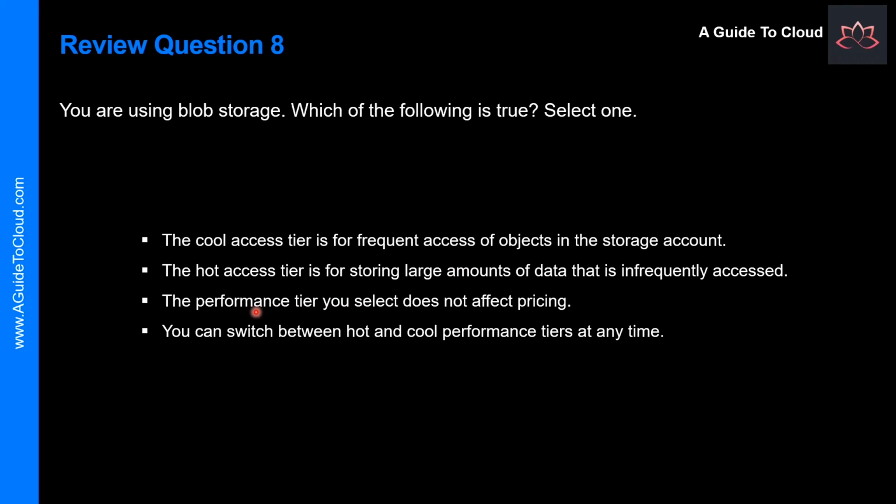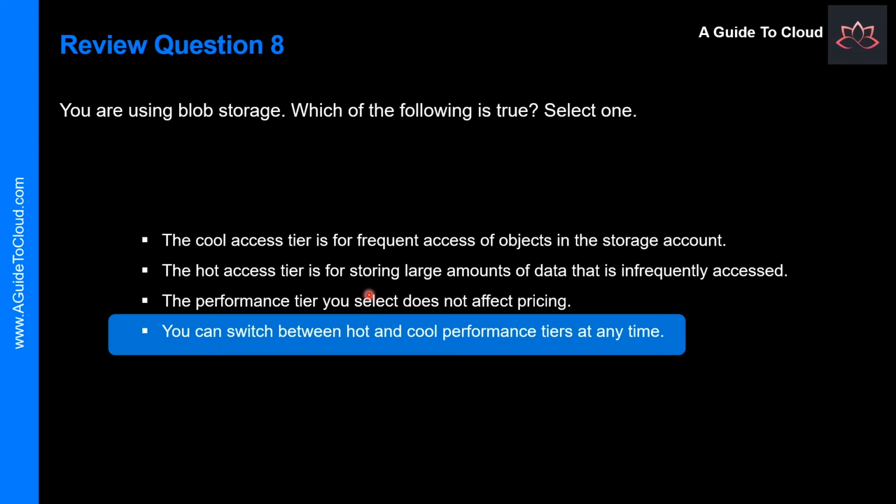Totally wrong. The performance tier you select does not affect pricing. That is not the right answer. The correct answer is you can switch between hot and cool performance tiers at any time. Changing the storage account tier from cool to hot requires a charge equal to reading all the data existing in the storage account. However, changing the account storage tier from hot to cool requires a charge equal to writing all the data into the cold tier.